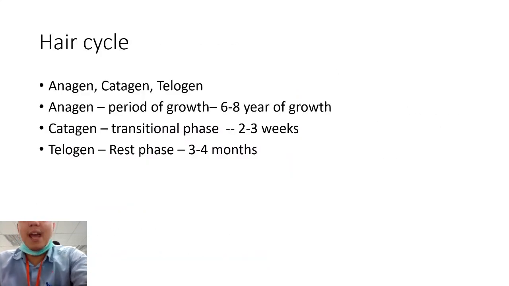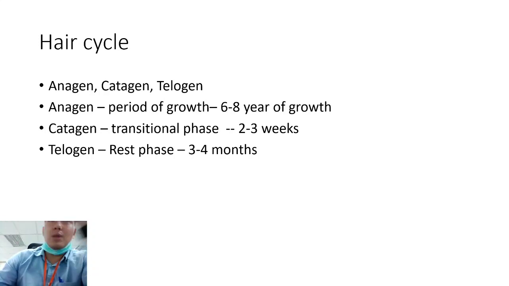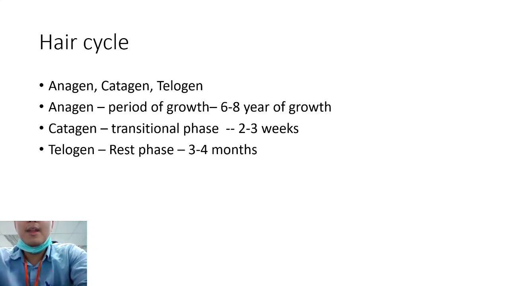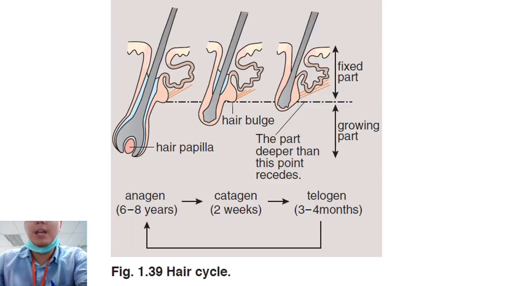And this is the hair cycle. You come from anagen, go to catagen, and then go to telogen. At first you have anagen, which lasts 6 to 8 years of growth. It continuously grows little by little. From anagen to telogen there is catagen, which is the transitional phase and lasts about 2 to 3 weeks. Telogen is the resting phase, which lasts about 3 to 4 months before the hair falls out. When the telogen hair dies, anagen comes up again on the same follicle.